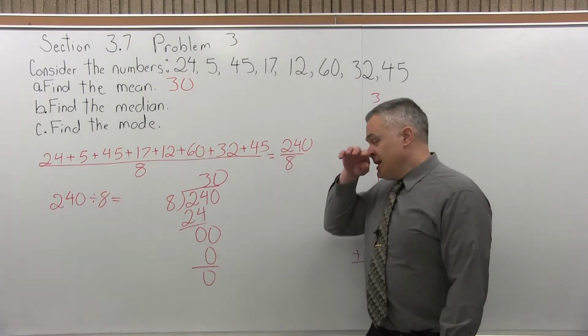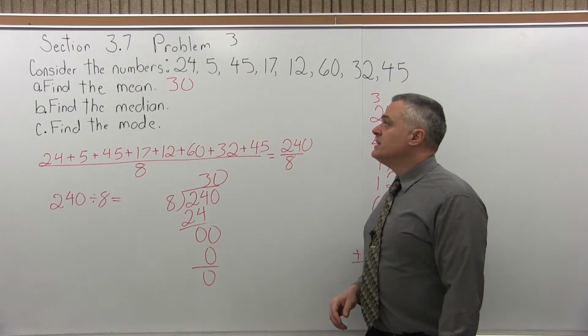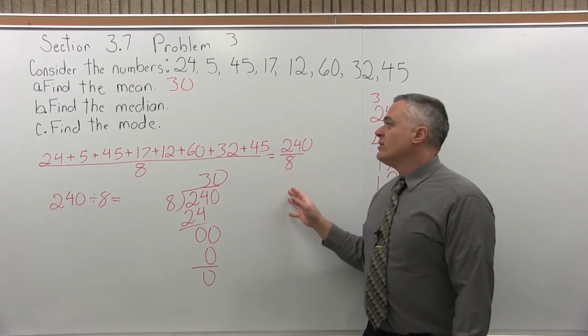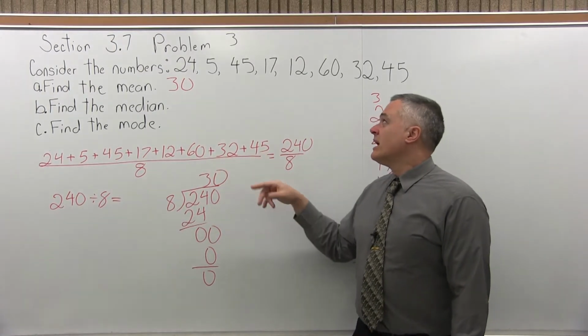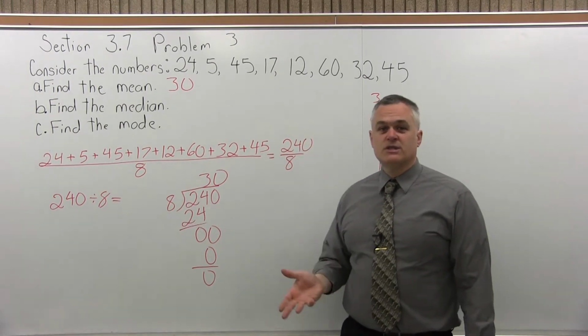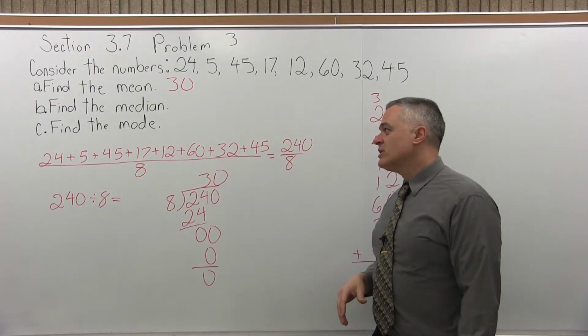Next, let's find the median. So the median is the middle number in the list once the list has been put in order. Now notice this list is not in order now. The middle is somewhere around the 17 or the 12, and you can see those are some of the smaller numbers. So we have to put it in order.